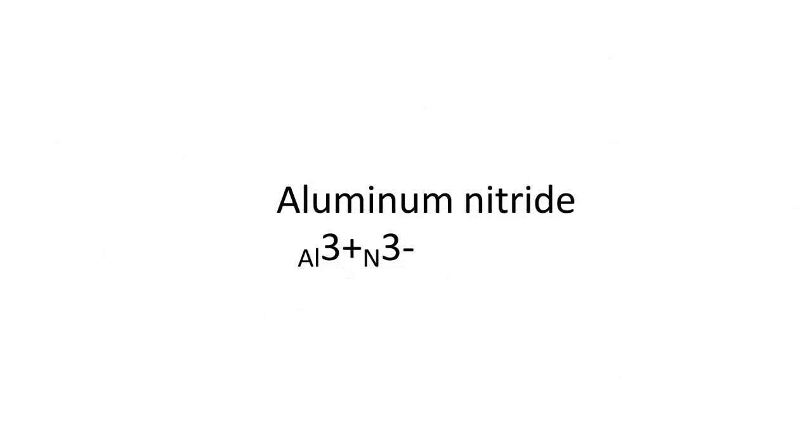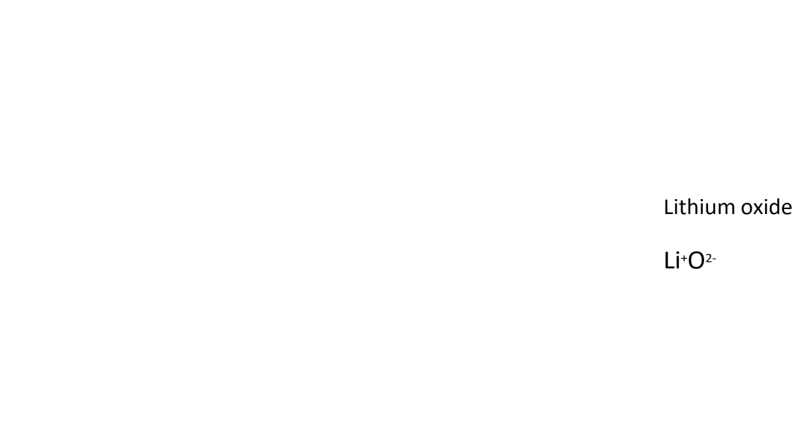So let's just talk about aluminum nitride. Since the charge on aluminum is 3 positive and the charge on nitrogen is 3 negative, the sum of their charges is 0. And as a result, the formula of aluminum nitride is AlN.